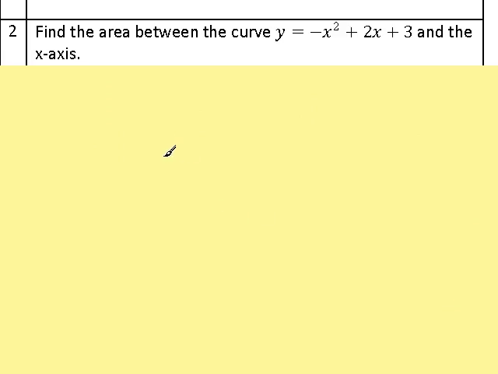In number 2, we want to find the area between this curve and the x-axis. So this is a parabola that faces down. So let's visualize the area would be something like this. That's the x-axis, and that's our parabola. So we need to find the limits of integration, or the places on the x-axis where the parabola intersects.